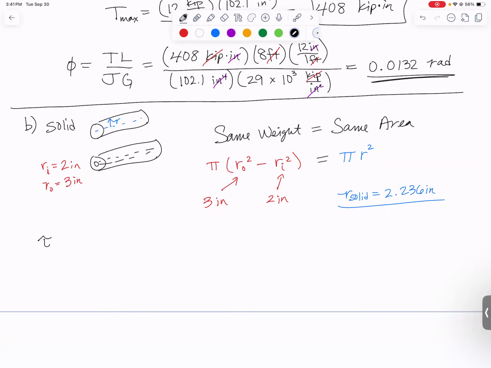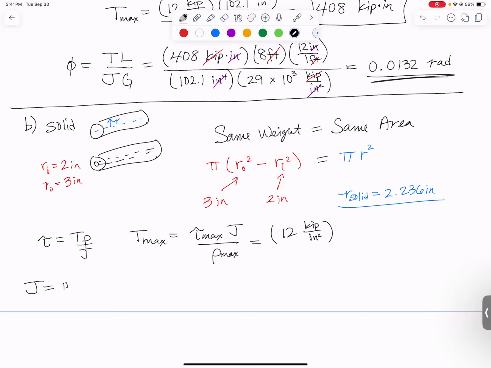All right, now we use the same equations that we just did. Our shear stress is still T rho over J. So rearranging that, our max torque is going to be our max shear stress times J over our max radius. Well, that's going to be 12 kips per square inch for our max shear stress. J is, maybe we should calculate J separately. J now is pi over 2 times my new radius, 2.236 inches to the 4th. That happens to be 39.3 inches to the 4th. So J is quite a bit smaller in this case because it's solid instead of hollow. So plug that in, 39.3 inches to the 4th.